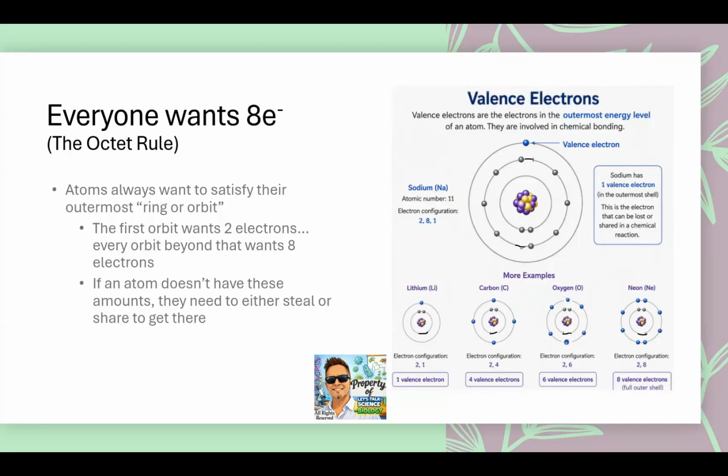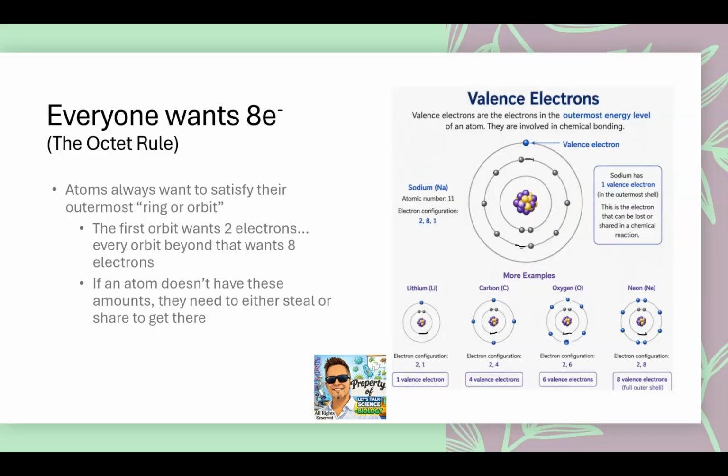If you look at the other atoms in the picture, you've got lithium there in the front. Lithium has 3 protons and 3 electrons, so you're going to have 2 electrons in that first orbit, so that orbit's happy, but then you've only got 1 in that outermost ring. And so lithium, just like sodium, is likely to behave by giving up that electron. A lot of times you'll hear it referred to as a lithium ion, like the lithium ion batteries in your cell phone.